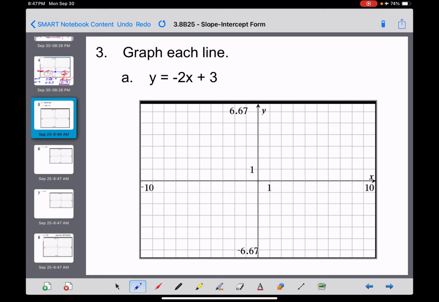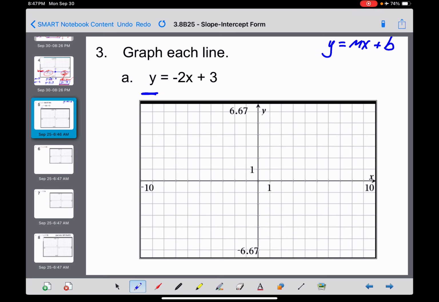So in this one right here, we've got y is equal to -2x plus 3, and the first question you probably want to ask yourself is this equation already in slope-intercept form? Does it match the format y equals mx plus b? And the answer to this one here, guys, is yes. What I want you to notice is that it's solved for y over here on the left-hand side.